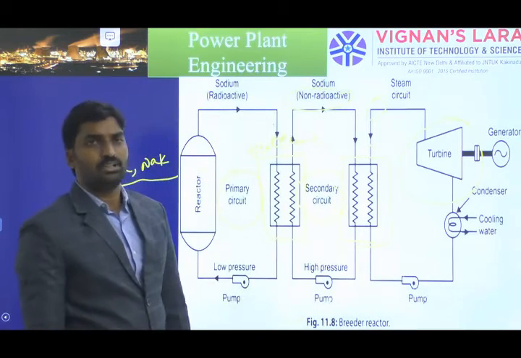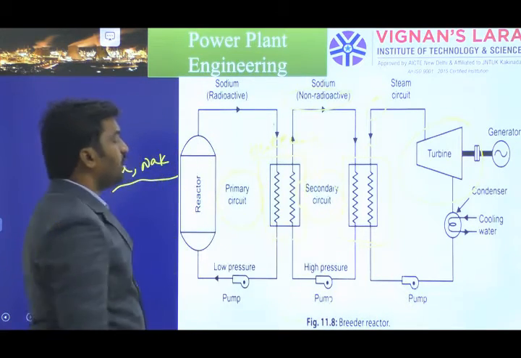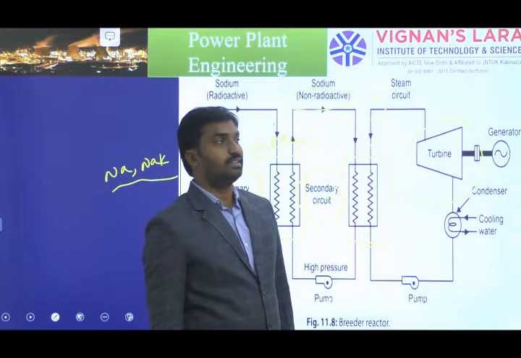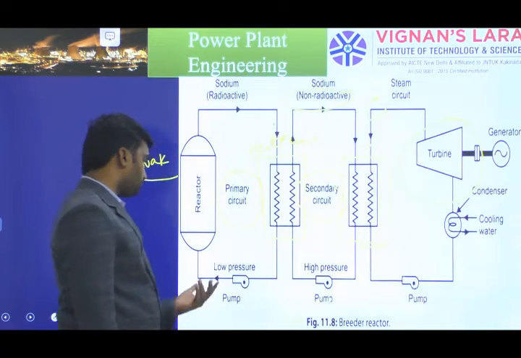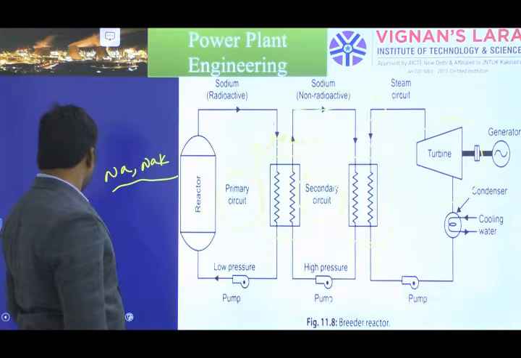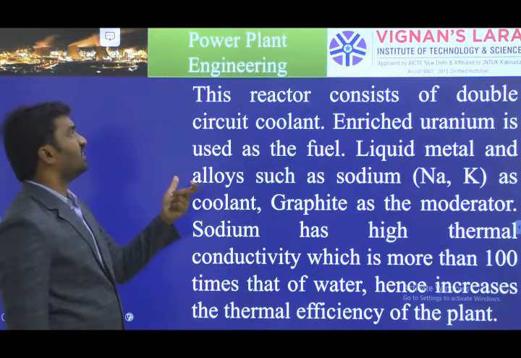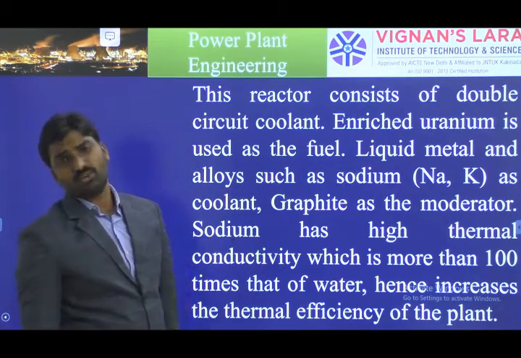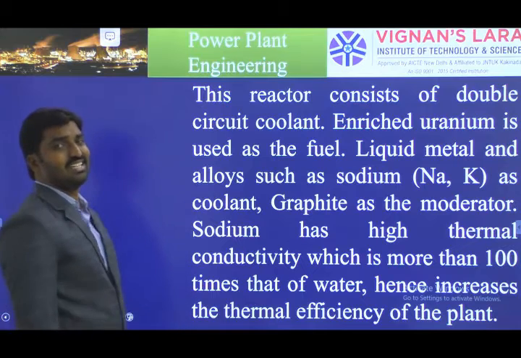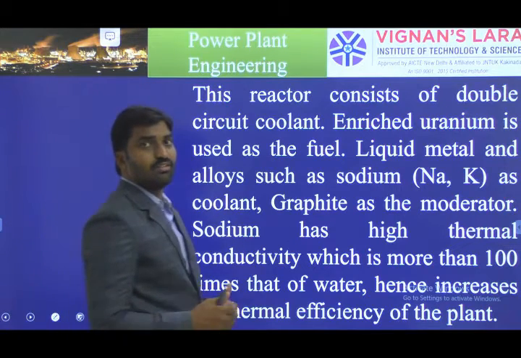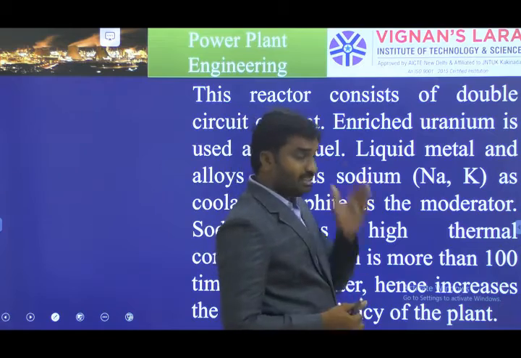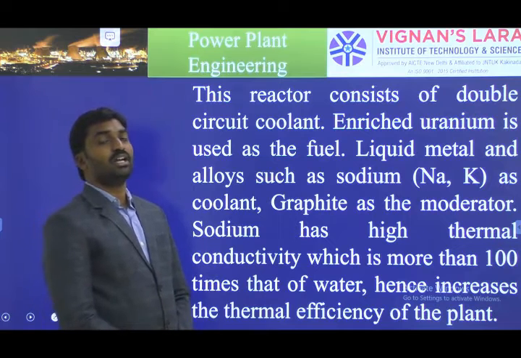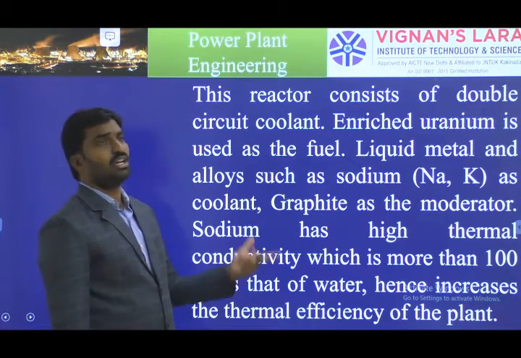That turbine is connected to a generator, and the excess water or expanded steam is converted into liquid form by using a condenser component. So this is the part of a breeder reactor. This reactor consists of a double circuit coolant. Enriched uranium is used as a fuel here. Already we discussed that a breeder reactor converts fertile material into fissionable material. Here we are using double coolant circuits, the primary circuit and the secondary circuit, and we are using enriched fuel.